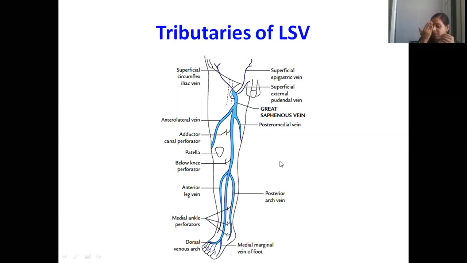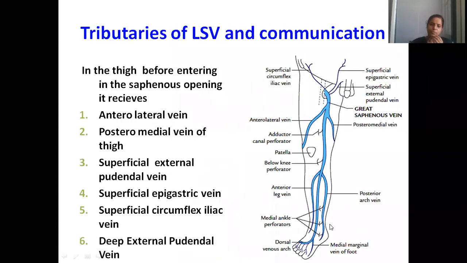Great saphenous vein itself is 5 marks. Overall, venous drainage of the lower limb is an MSA question. So whatever you saw in the form of picture is listed here. Tributaries. So what are those? We have anterior lateral vein, then posterior medial vein, then superficial external pudendal, epigastric, circumflex iliac, and also deep external pudendal vein. Okay, better?